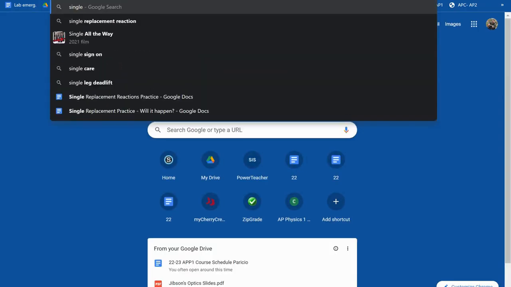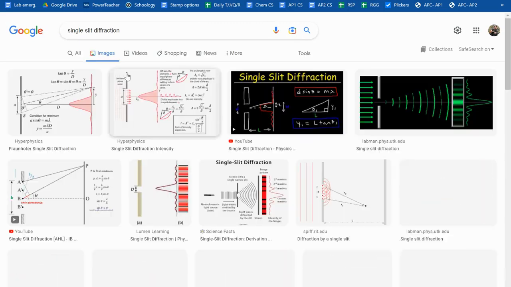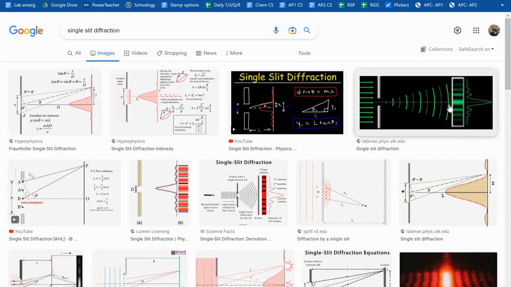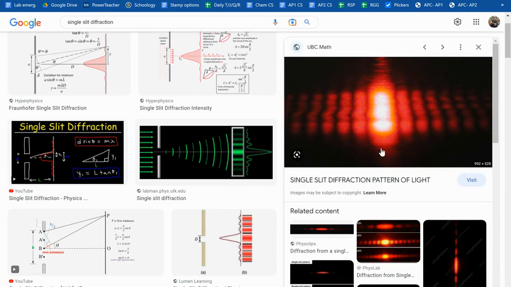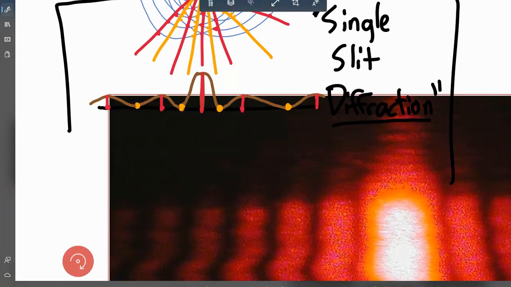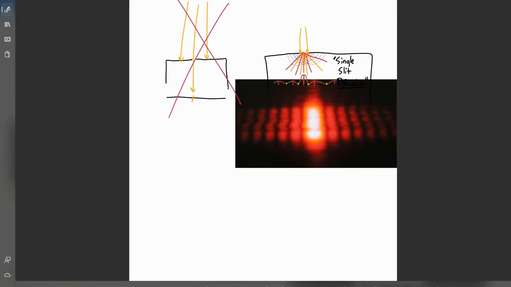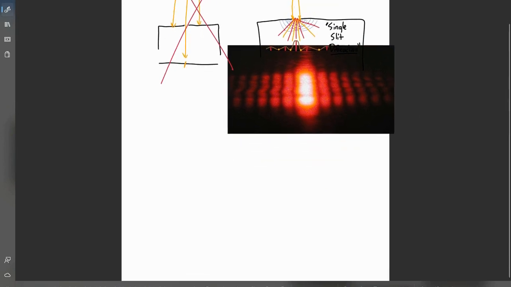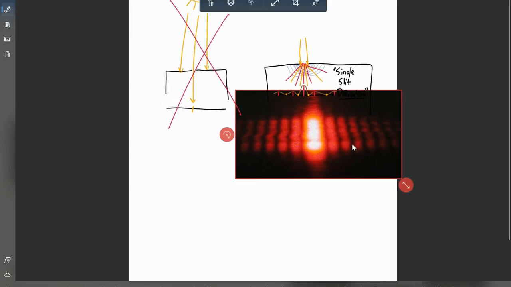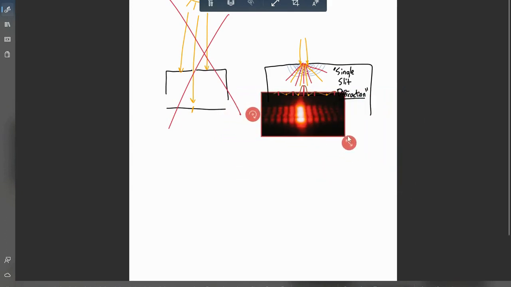So if we look up single slit diffraction and head over to images, you see these really cool things. There are people talking about the same phenomenon here, but this is really what I'm talking about. You get this center. I'm just going to copy this image and bring it over here. That's a beautiful picture. Maybe we can make this picture small enough to actually be worth our while to see. Bear with me. Okay.